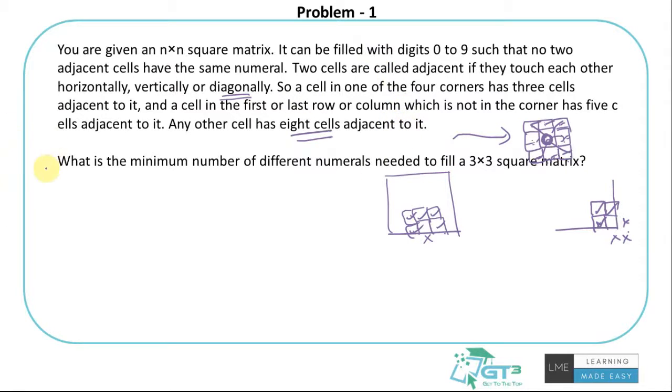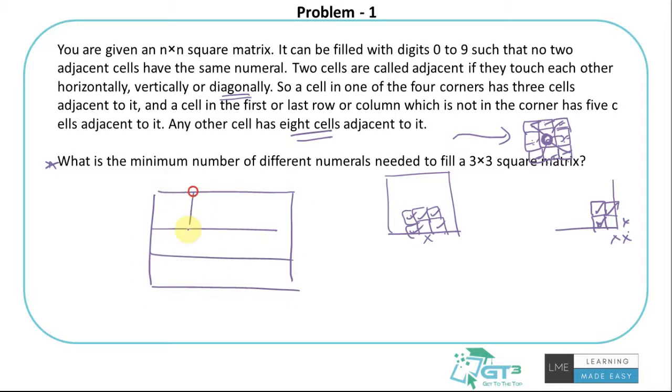Now the question is, what is the minimum number of different numbers that are needed to fill a 3 by 3 square matrix? So let's talk about a 3 by 3 square matrix, with 3 rows and 3 columns. The goal is that I have to use the minimum number of different numbers so that I can fill the entire matrix. The rule is obviously that no two adjacent cells have the same number.